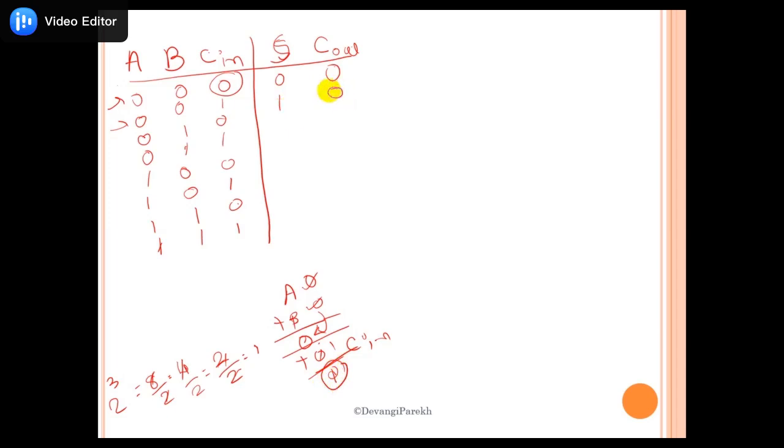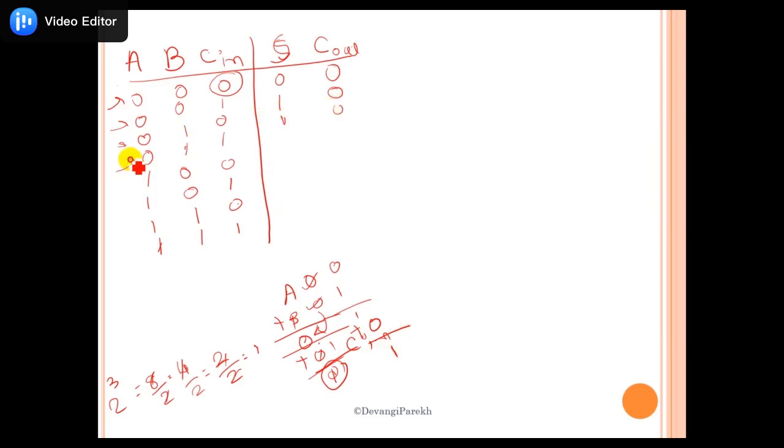So we have to write 0 in this. Again for the third condition, A is 0, B is 1. So our output is 1. And again C is 0. So 1 plus 0 will produce 1. Again, no carry here. So as the sum, we are going to write 1 and the output carry is 0.